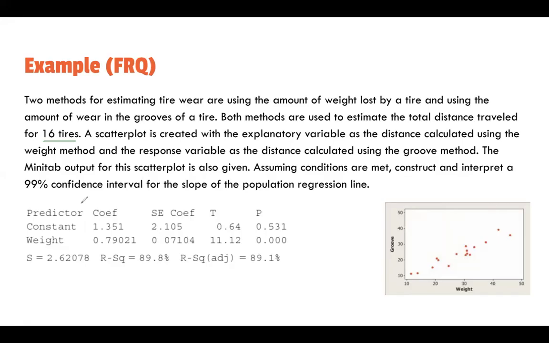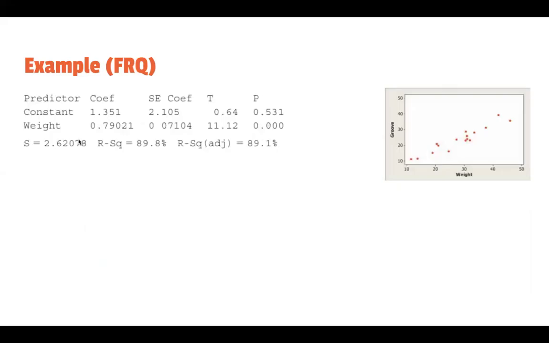It says construct and interpret a 99% confidence interval for the slope of the population regression. All right. So I'm going to go to the next slide. The Minitab output and the graph will still be there, but it's just more space for us to work. So we start with our general statement. We want to estimate beta, the true slope of the least squares regression line, relating the distance calculated using the groove method to the distance calculated using the weight method.